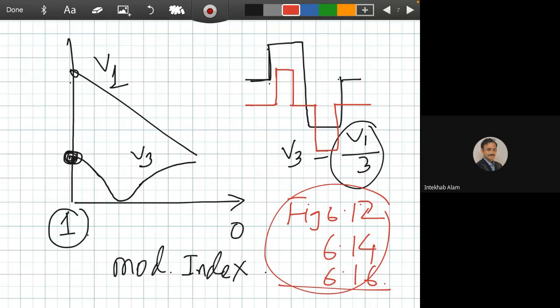Okay, so why do we apply it? Whenever we change the modulation index, the output voltage is also changed.